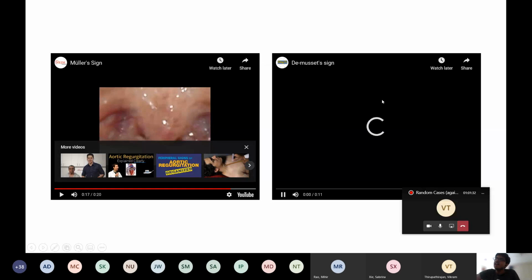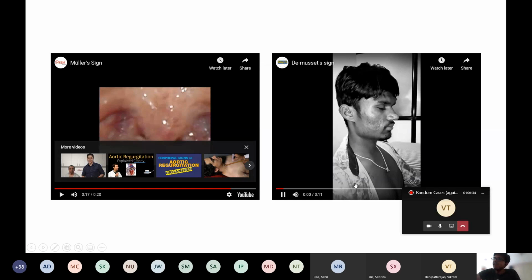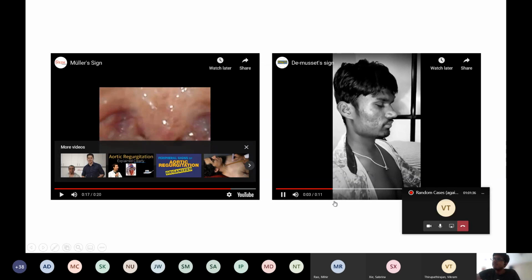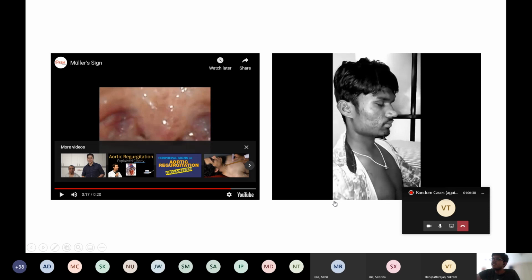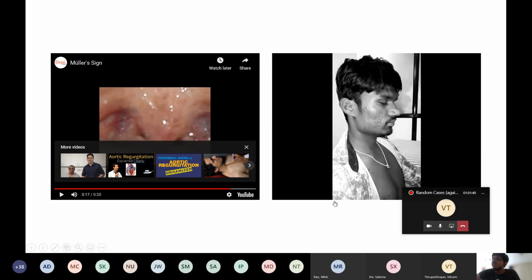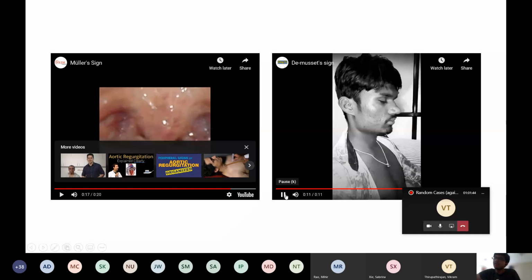This is the head bobbing sign that someone mentioned earlier, de Musset's sign. It's very subtle. I'm not sure if you can tell. I also hope the weird music isn't playing in the background.